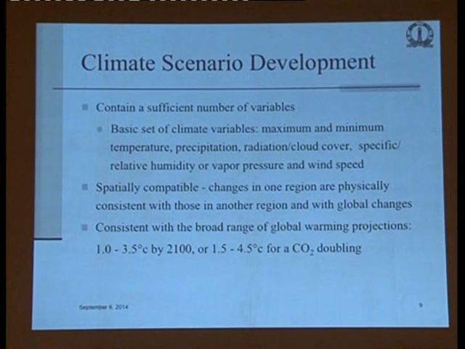Now, to develop these kinds of climate scenarios, we look at a large number of climate variables like maximum and minimum temperature, precipitation, radiation, cloud cover, specific or relative humidity, vapor pressure, wind speed, and so on. Each one of them has a serious impact on climate, and specifically on precipitation. So we look at these aspects at different vertical levels in the atmosphere and see how the atmosphere is likely to respond for a given rate of growth in emissions.